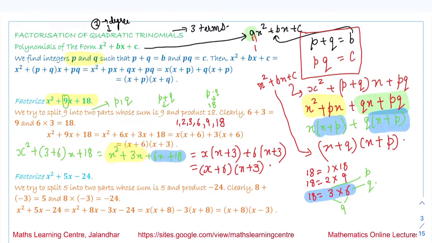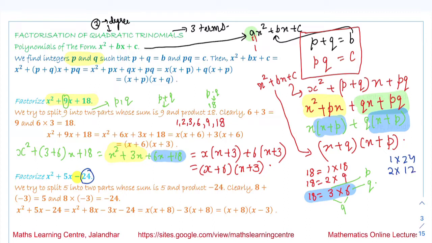Similarly, in the next question we have x square plus 5x minus 24. It is important to note that there is a minus sign over here, so we will solve correspondingly. In this case, first of all, we look at the term 24 and try to find the factors. It is 1 into 24.